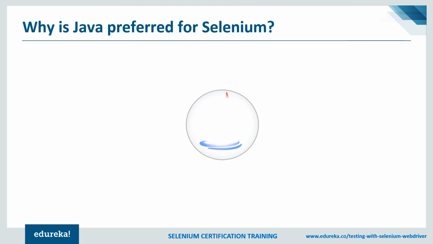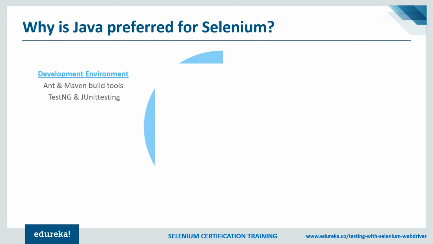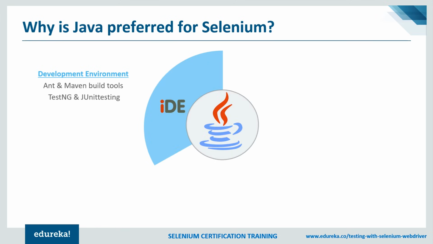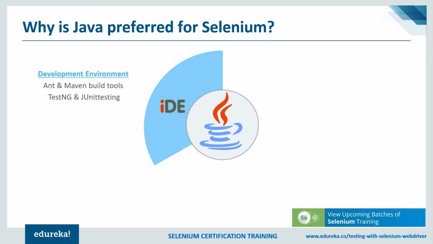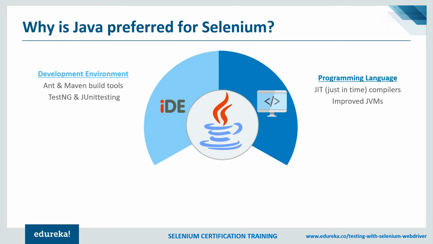Why Java is preferred specifically for Selenium. There are three primary reasons out here. The first one being IDE. Generally, IDEs provide a code editor, compiler or interpreter, and a debugger that the developer accesses through a unified GUI. But Java IDEs also include language-specific elements such as Ant and Maven build tools, as well as TestNG and JUnit testing. Secondly, Java programs are now even more performant thanks to the JIT compiler and the improved JVMs.